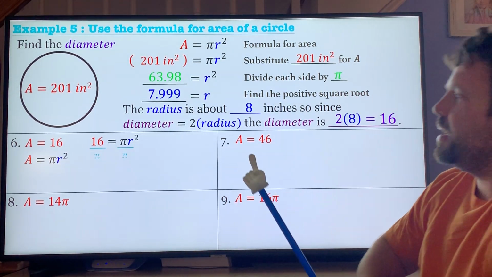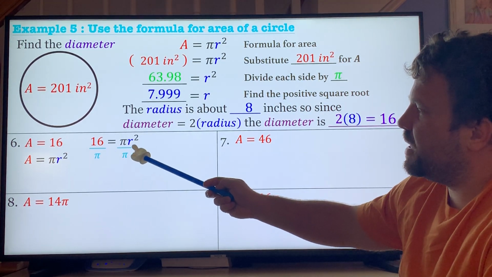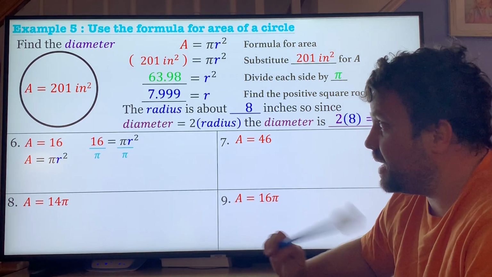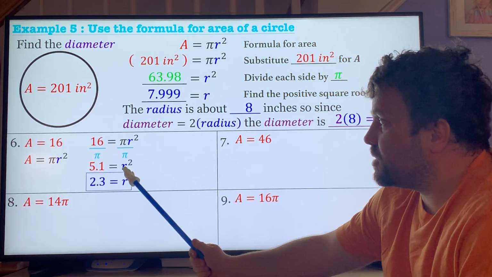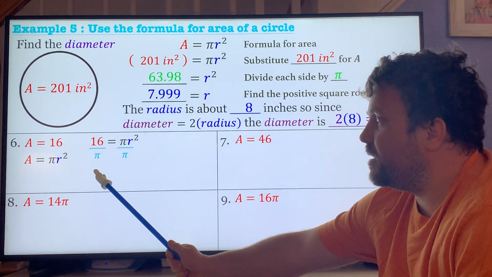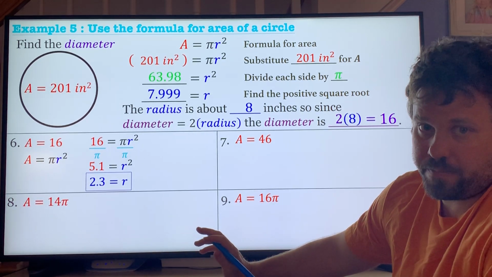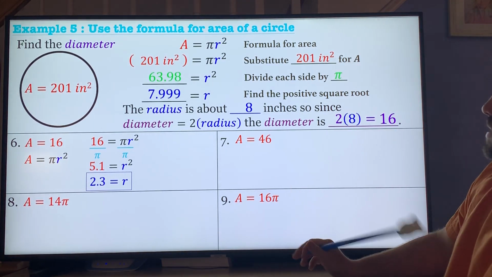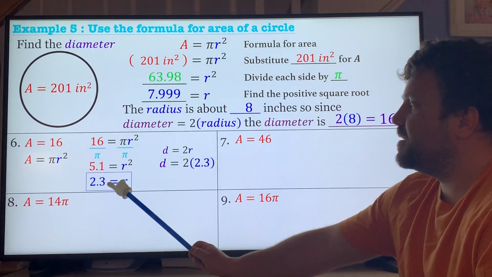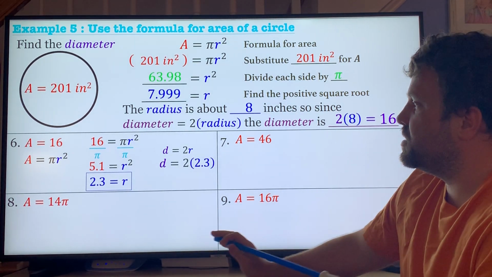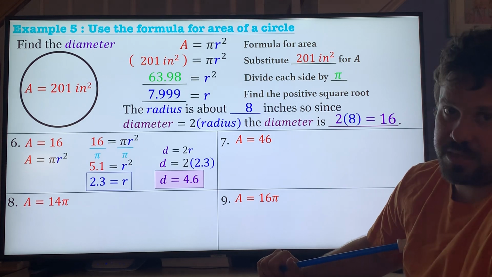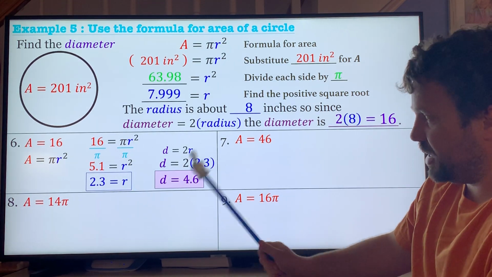So you got pi times 16 equals pi r squared. Divide both sides by pi. You get 5.1 equals r squared. Take the square root of 5.1, and you get 2.3. All right. Problem 7. To find the diameter, you do 2 times the radius. So 2 times 2.3 is 4.6.